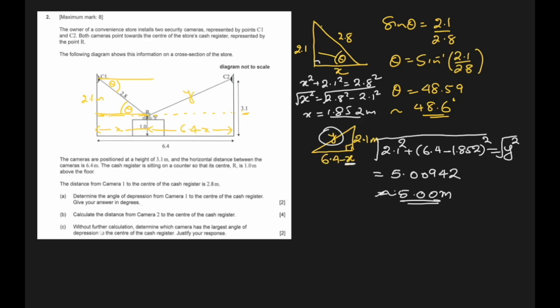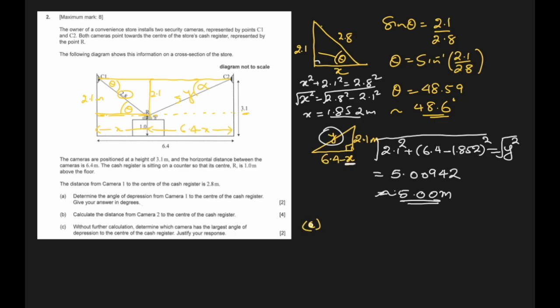Next: without further calculation, determine which camera has the largest angle of depression to the center of the cash register, and justify your response. If I draw another angle here, let's call this angle alpha. Which one is larger? That's what they're asking. If I complete this and it becomes a triangle like this, this is 2.8, this is 5 meters, and the common line between them is the 2.1 meter middle line.